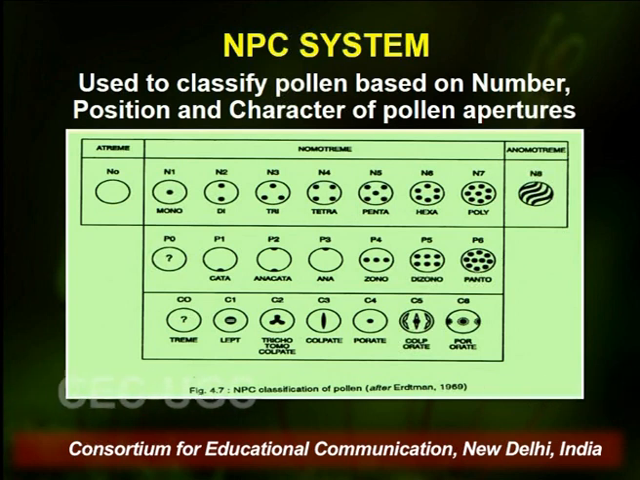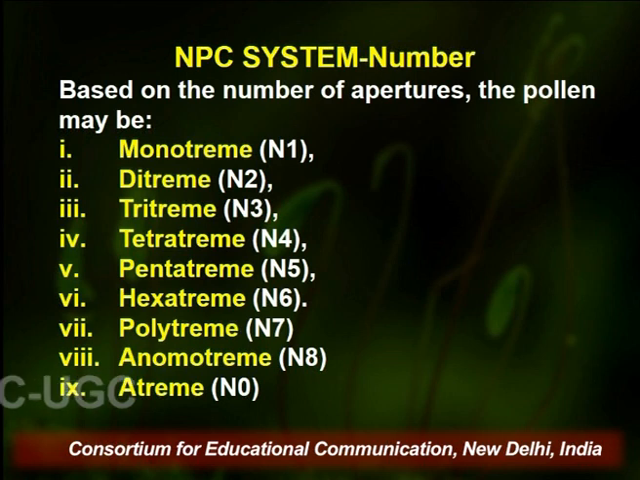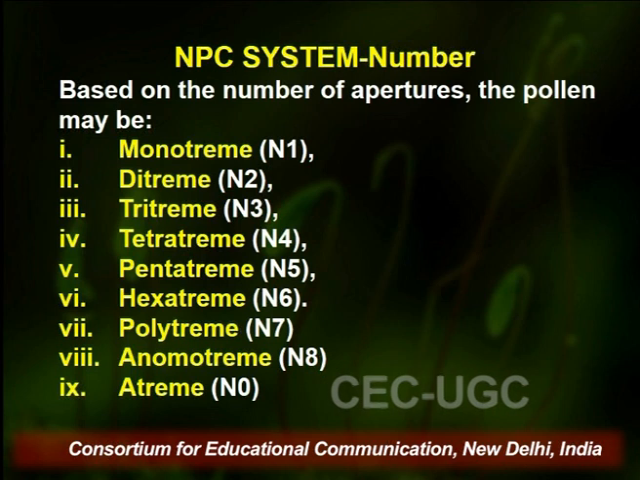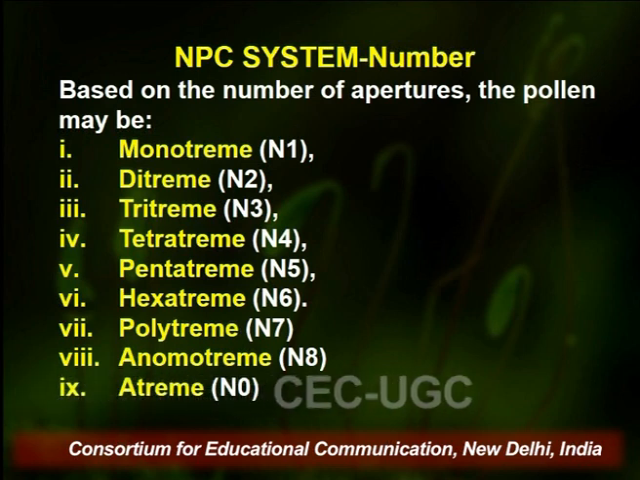Now, when we talk about the number, based on the number of apertures, the pollen can be monotrim, ditrim, tritrim, tetratrim, etc. So, if there is one aperture, that is N1, it is called monotrim. If there are two apertures, that is the number is 2, then the pollen are referred to as ditrim. If the apertures are 3, that is N3, then the pollen is referred to as tritrim. If the number is 4, then it is tetratrim.